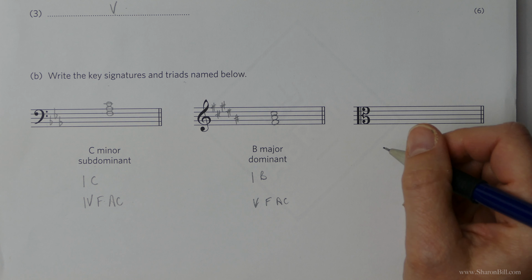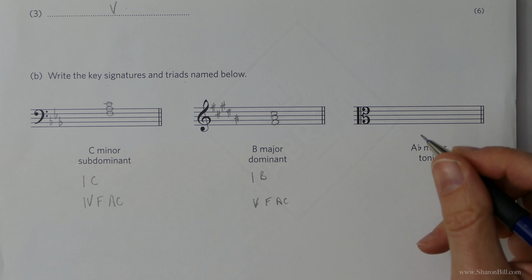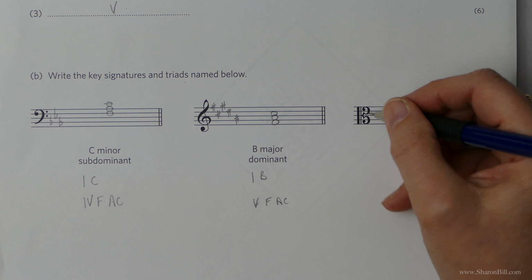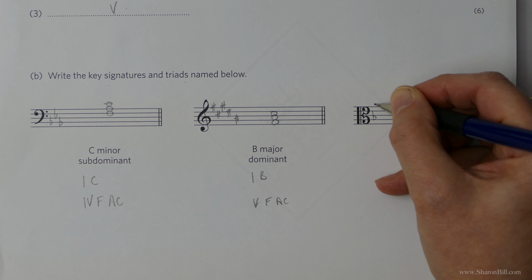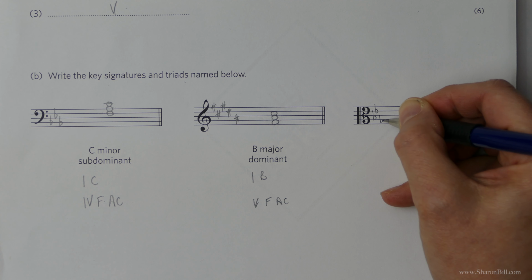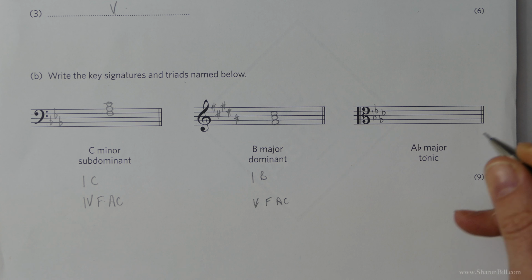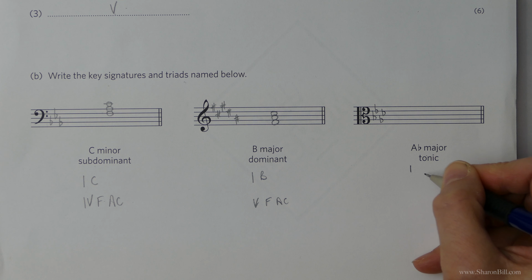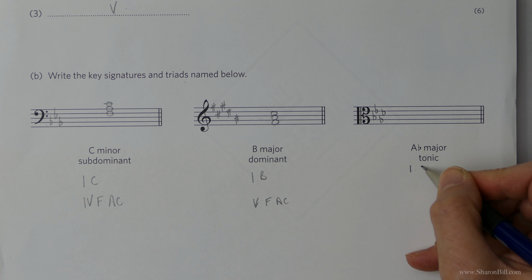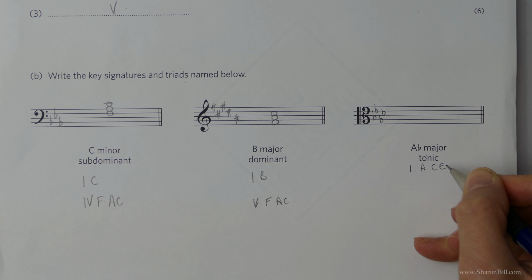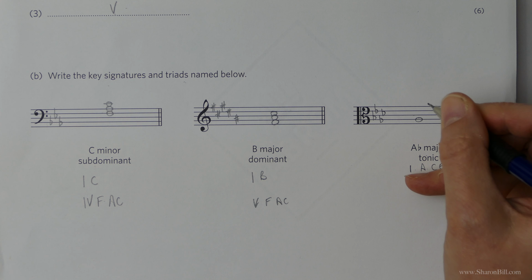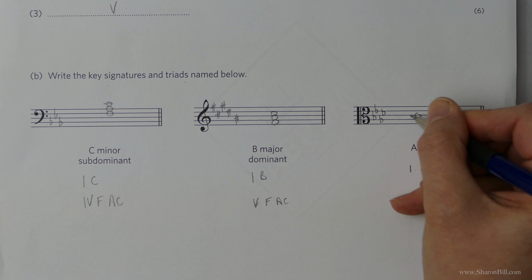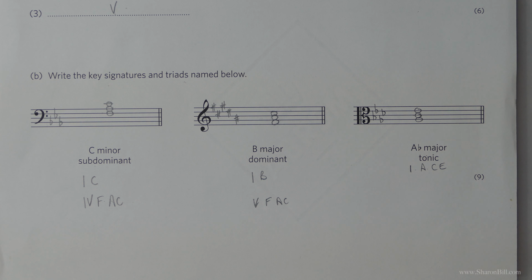And then the last one, A flat major, has 4 flats, B, E, A, D. So positioning those in the alto clef, B, C, D, E, A, D. And A flat major begins on the tonic, which is A flat, of course. First, third, fifth, A, C, E. So if there's middle C, B, A, there's the A. First, third is the C, E, line, line, line. And that's that question completed.